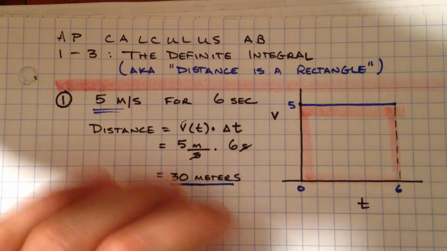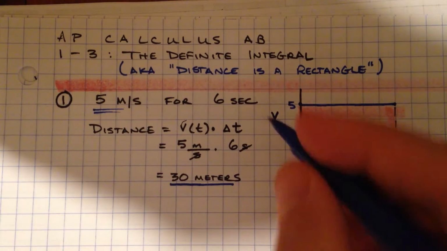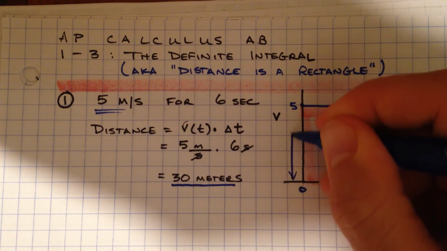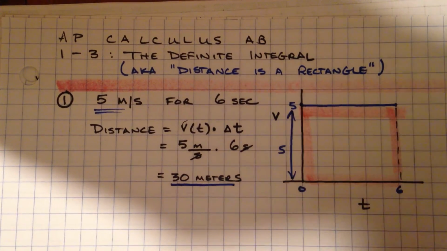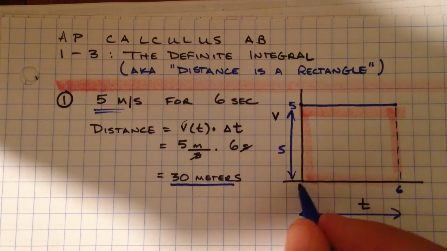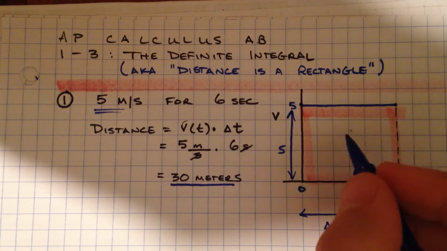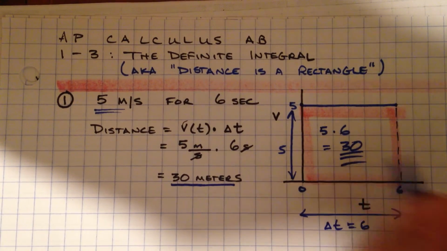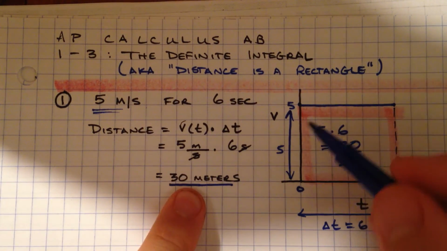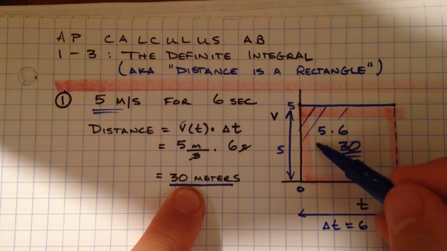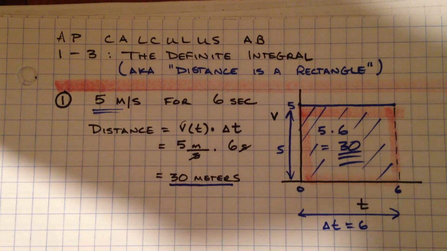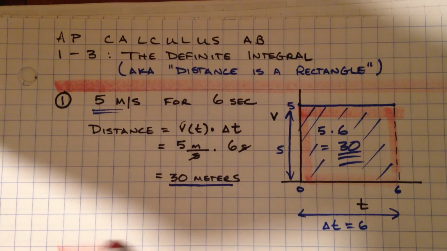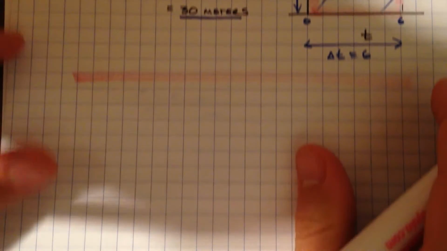And guess what? If we find the area of this rectangle, well, the height is always 5, and the base, which is incidentally equal to how much time goes by, is 6. So 5 times 6 is equal to 30. Translation: when we found 30 meters, we were really finding the area of this rectangle. Now, imagine that we go a step further.